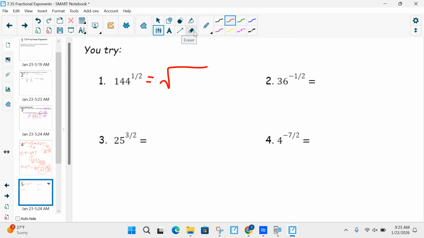Make sure you guys are writing. Remember, it's really important that you write the root. So you write it in radical notation and the final answer. Because the homework is going to ask you to write it both ways. So you have to show your steps.